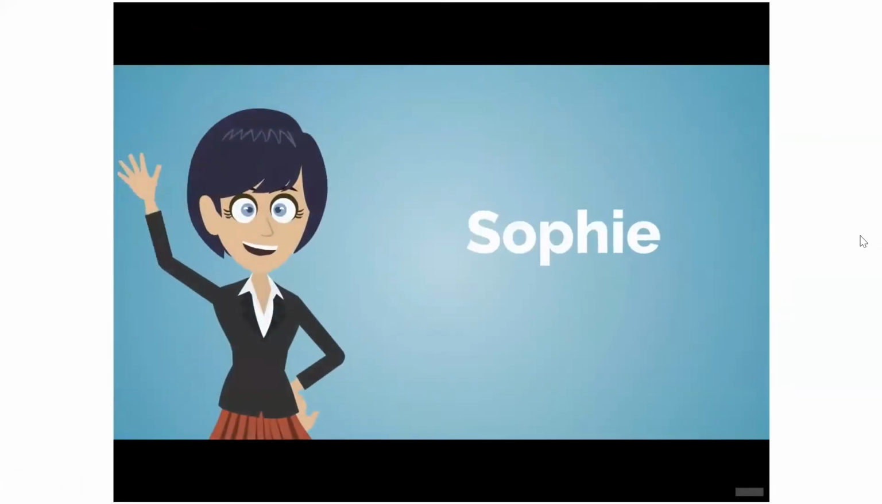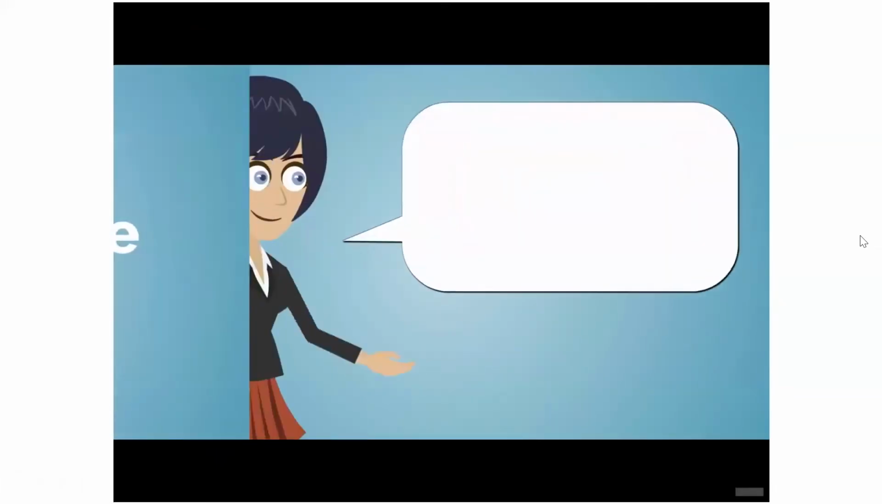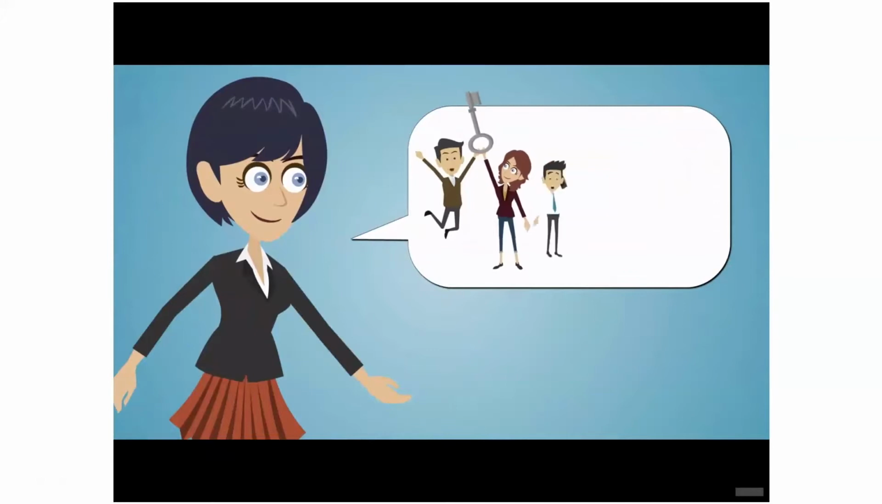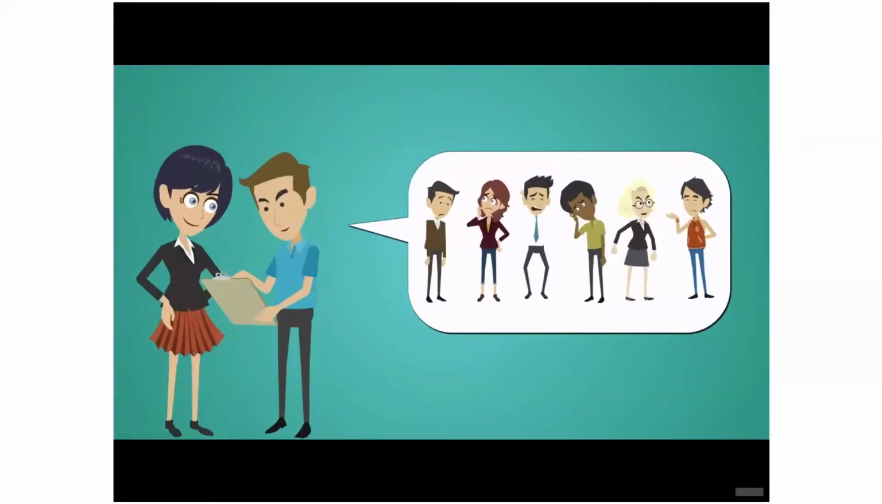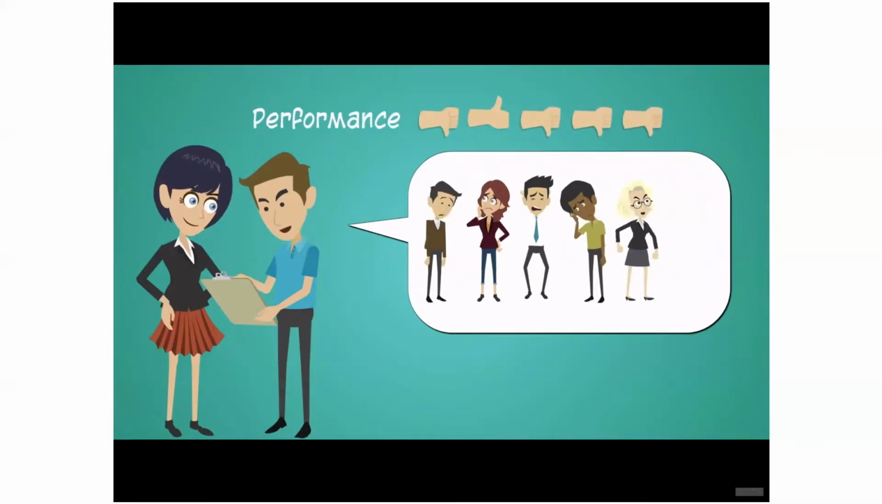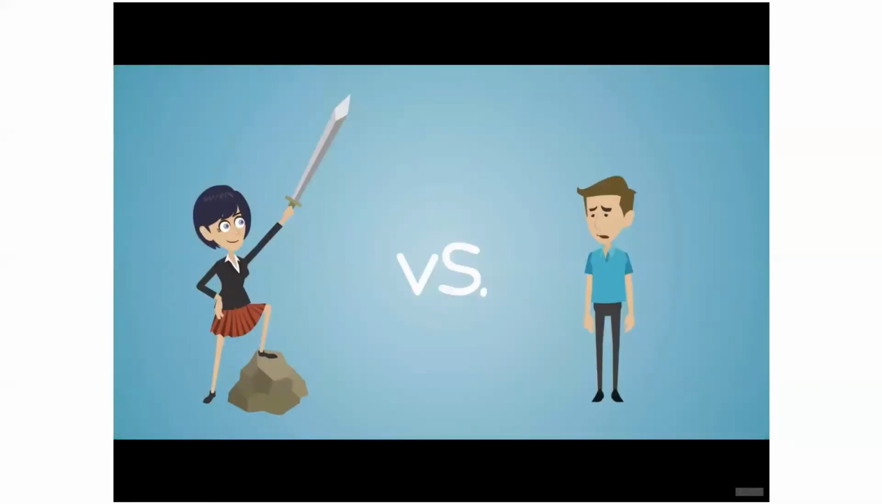Say hello to Sophie. Sophie is a leader. Everyone respects Sophie. Her team members are fiercely loyal, and they're highly successful as individuals and as a team. By contrast, other leaders in the organization report that their people seem disengaged. They experience high staff turnover, and their results are often disappointing. So what does Sophie do that other leaders don't?